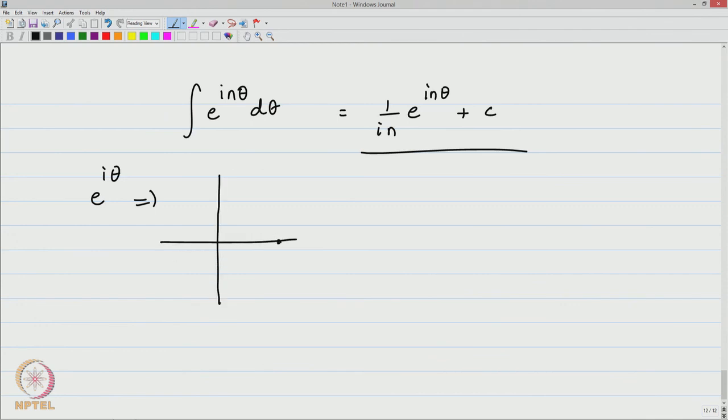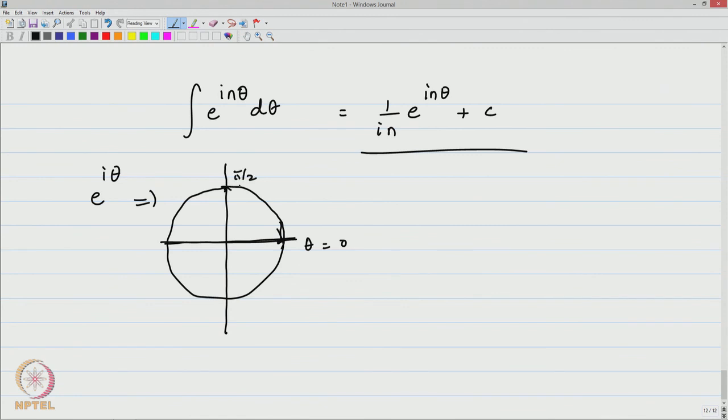From 0, it's an approximate circle. Let us see if I can make it slightly better. Yeah, perhaps this is slightly better. Theta is 0, pi by 2, pi, 3 pi by 2, and this is coinciding also with the 2 pi.